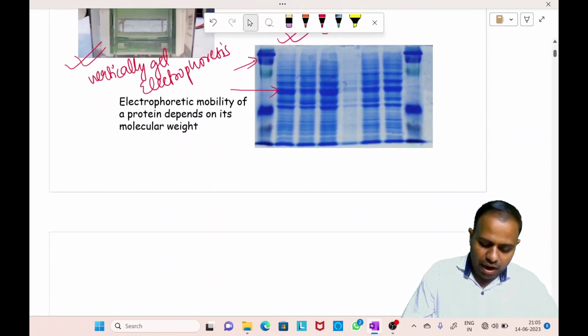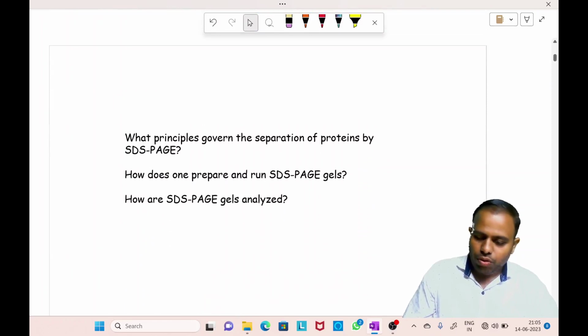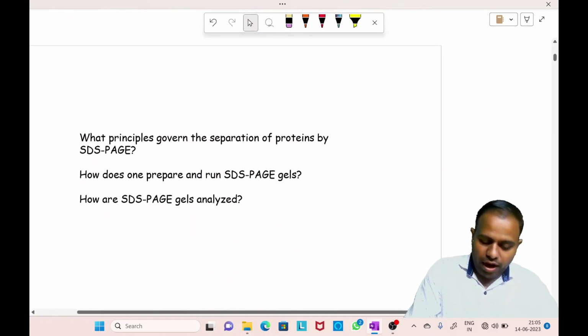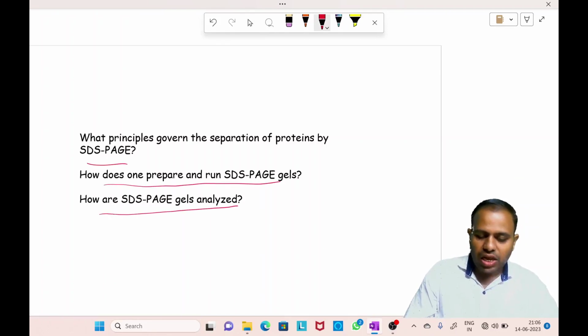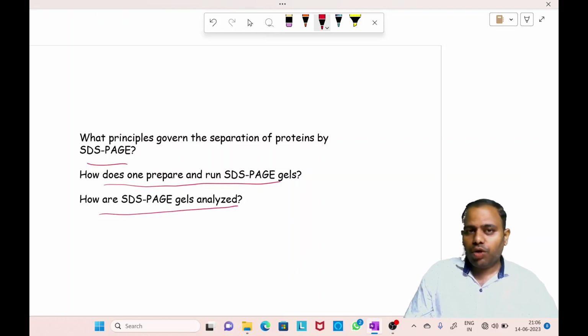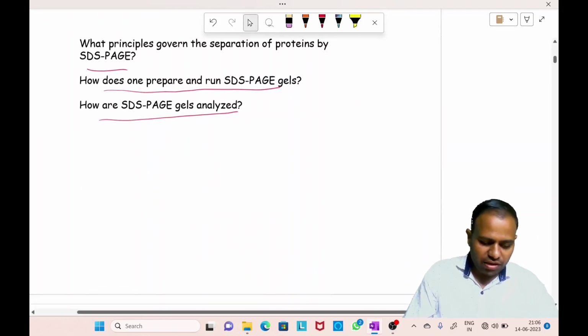So let's see in detail how this happens and what the different properties of SDS-PAGE are. We are going to learn the principles required for separation of proteins by SDS-PAGE, then how one can prepare and run an SDS-PAGE gel, and then how SDS-PAGE gels are analyzed. I will give you the composition of acrylamide and bisacrylamide required for preparation of the stacking gel as well as the separating gel. I'll give you a typical composition, but it may vary depending on the use case, for different cases of protein separation.